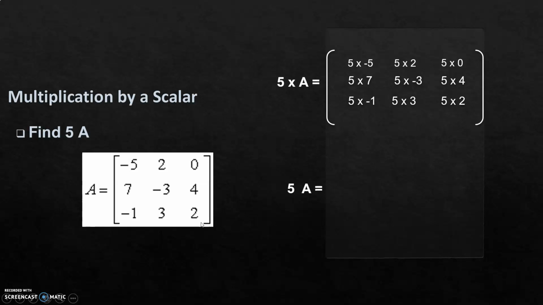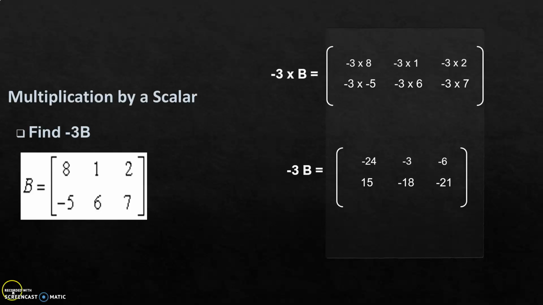Then find the product. 5A is equal to 5 into minus 5, we know it is minus 25, then 10, then 0, then 35, minus 15, 20, minus 5, 15, 10. So this is called scalar multiplication. Then look at another example.